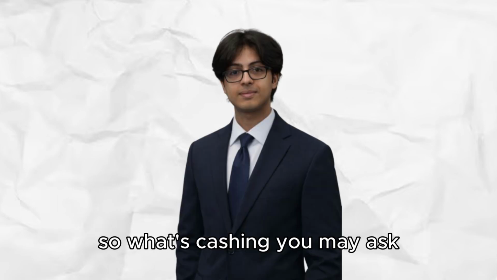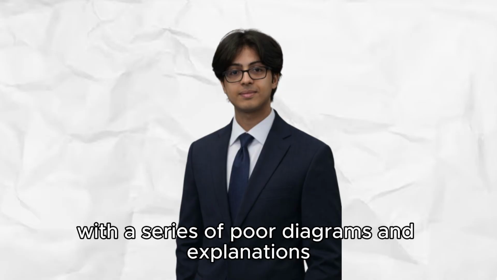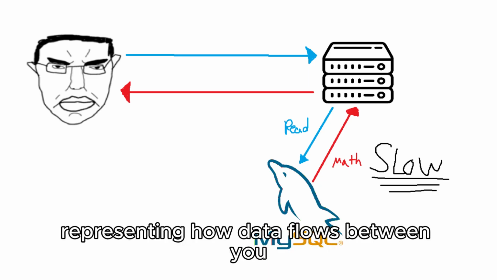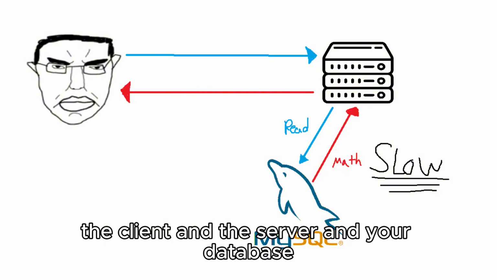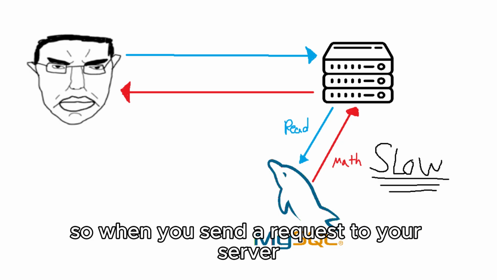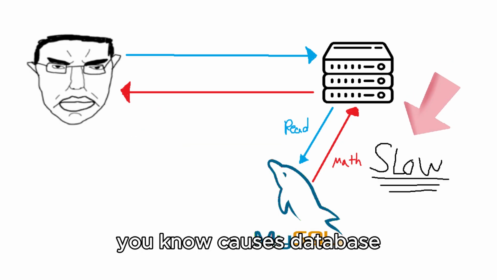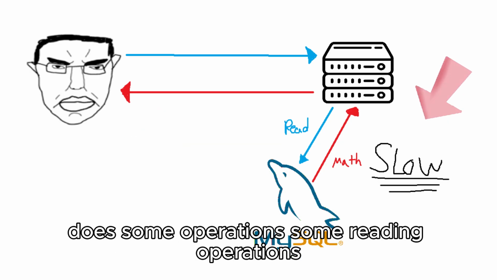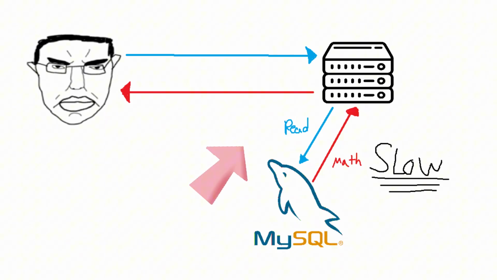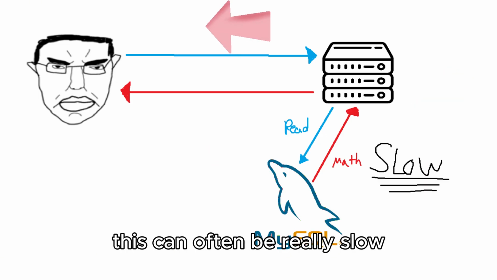So what's caching, you may ask? Let me explain with a series of poor diagrams and explanations. So here's a model representing how data flows between you, the client, and the server, and your database. When you send a request to your server, the server calls its database, does some reading operations, some filtering, some math, whatever, and then it gives you that response. This can often be really slow.